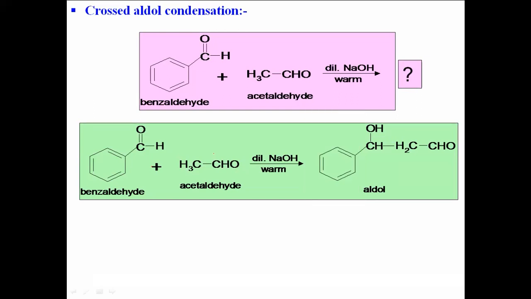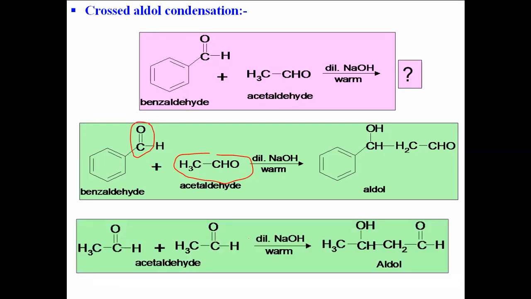Then what happens here is that the acetaldehyde molecule adds across the C double bond O group. Addition takes place to this C double bond O group and we get the corresponding beta hydroxyaldehyde. We get the corresponding aldol. Okay, this is the first possibility. Second, two molecules of acetaldehyde combine and we get the corresponding aldol. These are the two possibilities.